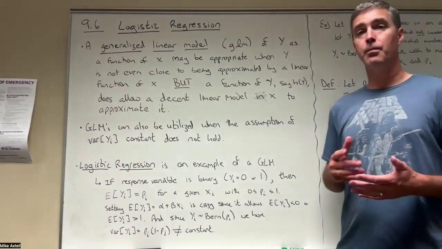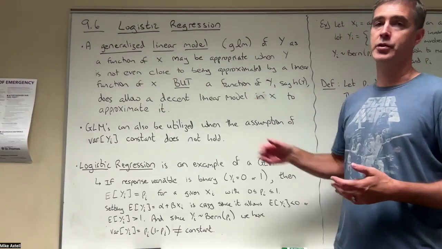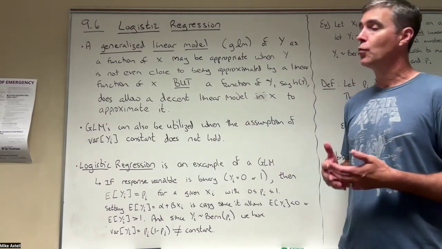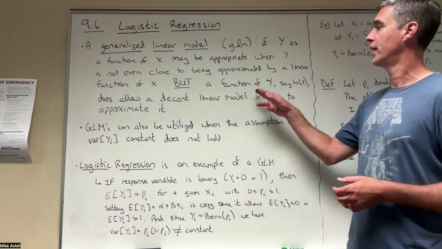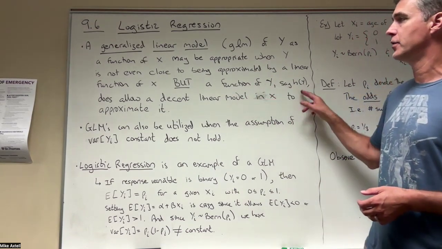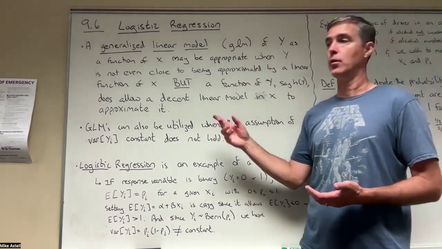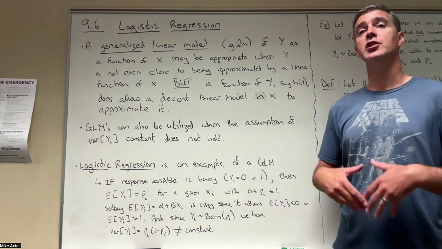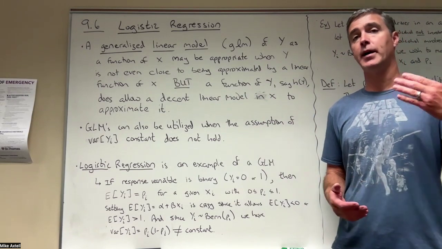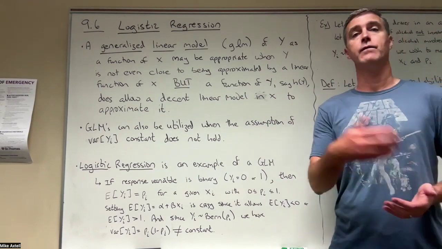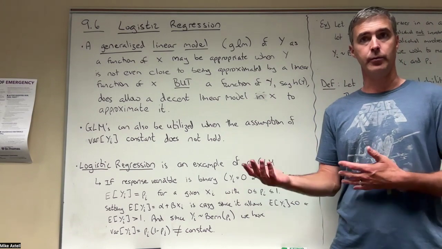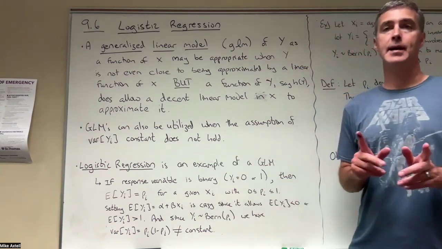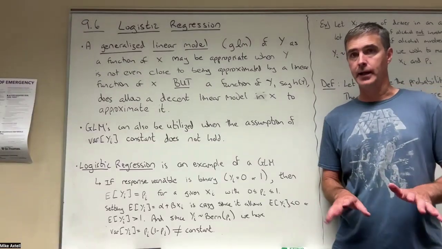All right, so sometimes, if one of those two things doesn't work out in our favor for a linear model, we have an option. Sometimes we can find a function of y, let's say h of y, that does allow a linear model in x to approximate it, okay? So that's why it's called a generalized linear model. We're not modeling y, we're modeling a function of y with a linear model, okay? All right, so that's one example of a generalized linear model, and there are many.